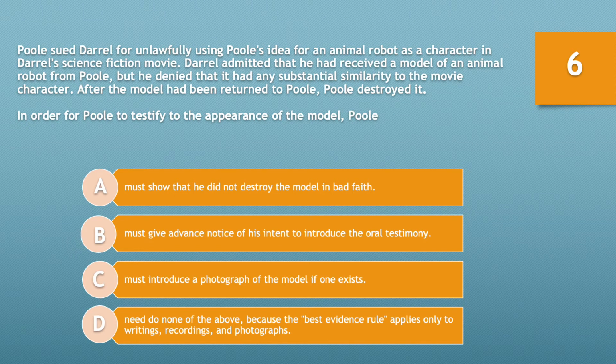In order for Poole to testify to the appearance of the model, Poole A, must show that he did not destroy the model in bad faith. B, must give advance notice of his intent to introduce the oral testimony. C, must introduce a photograph of the model if one exists. Or D, need do none of the above because the best evidence rule applies only to writings, recordings, and photographs. Take 10 seconds.